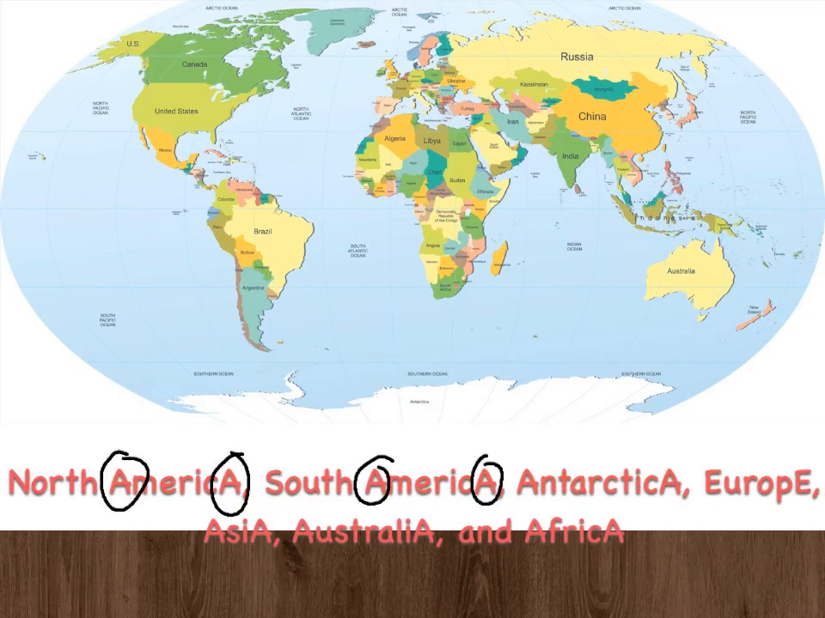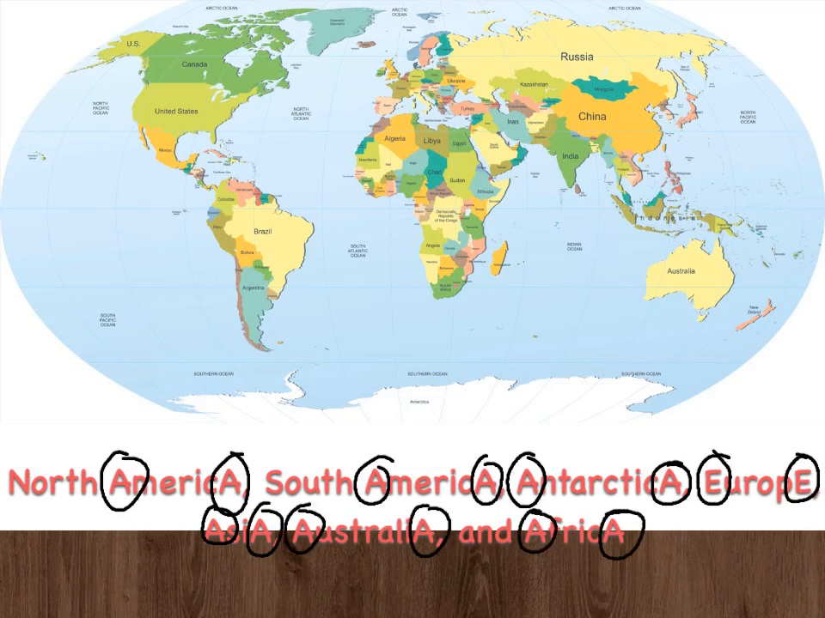Look at all the continents do this. Antarctica starts with an A, ends with an A. Europe starts with an E, ends with an E. Asia starts with an A, ends with an A. Australia starts with an A, ends with an A. And Africa starts with an A, ends with an A. Now they're all A's except for Europe. Kind of interesting.